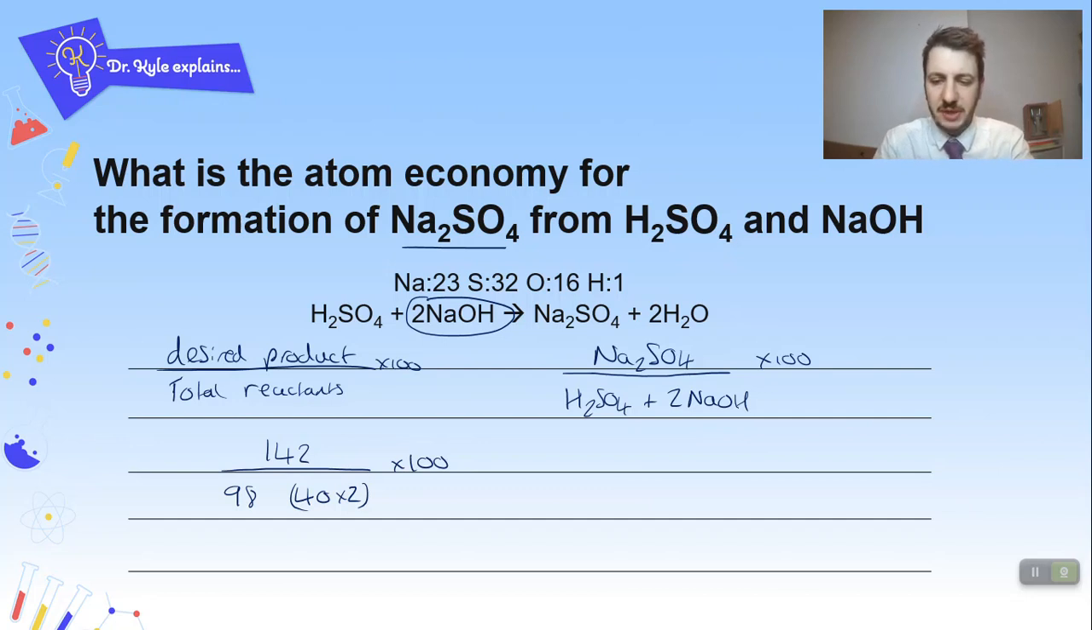Okay, stick that in my calculator. So I've got 142 over 98 plus 40 times 2, close brackets, times 100, equals, and I get an efficiency of pretty much, once you round it up, 80%. So on this one you had to be a little bit careful just because there was a 2 there. On the reactants, you've got 1 and then 2, so 3 reactants that you had to add in. Really well done if you got that one right.